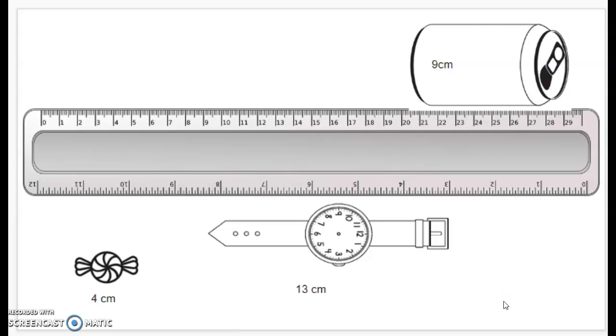I challenge you to find a ruler if you have one in your house and try to measure some objects in your house and see how long they are.